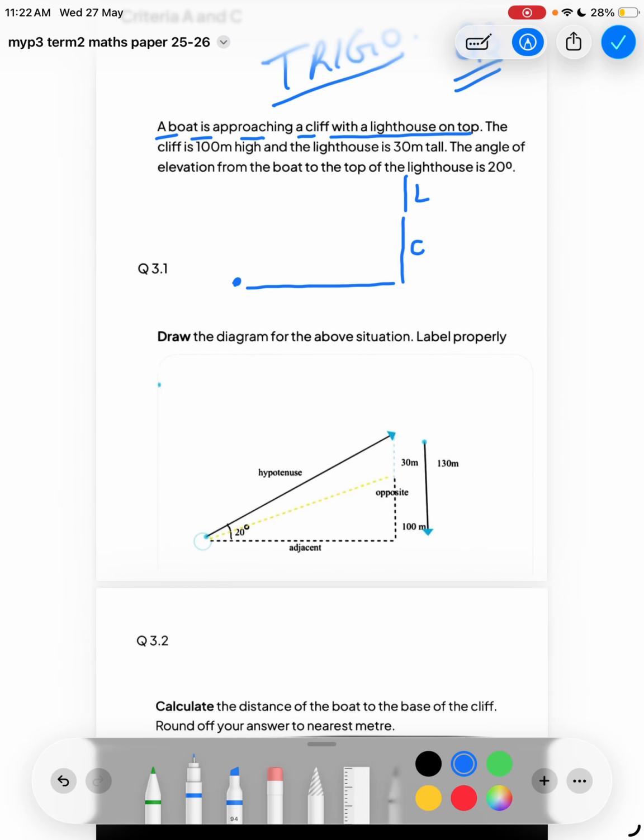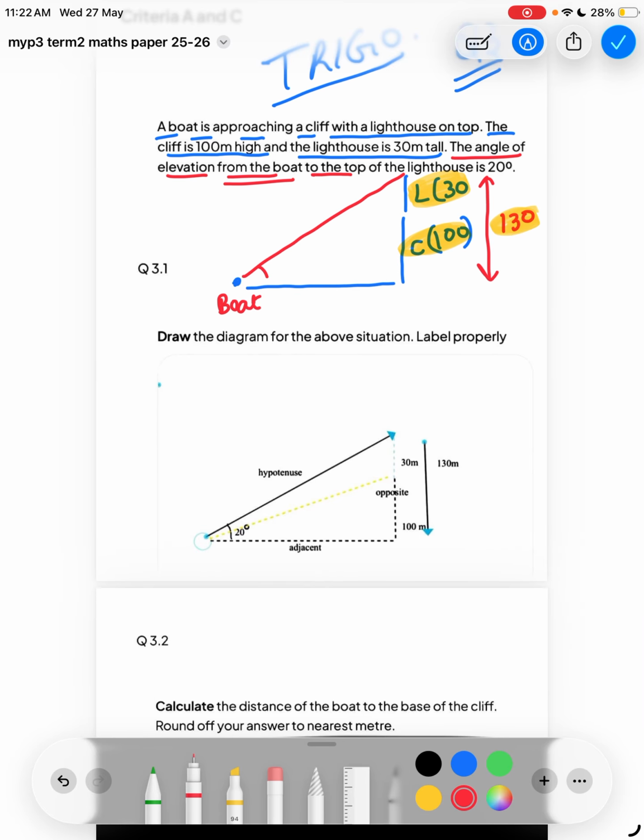Let's see. The cliff is 100 meters high. So I can say this is 100 meters high, right? Then the lighthouse is 30 meters tall. So this is 30 meters tall. And if I have to calculate the total, it is 130. So in short, the cliff is 100 meters, the lighthouse is 30, and the overall is 130. Then it says the angle of elevation from the boat, so this is the boat to the top of the lighthouse, right? To the top of the lighthouse, this one, is 20 degrees.